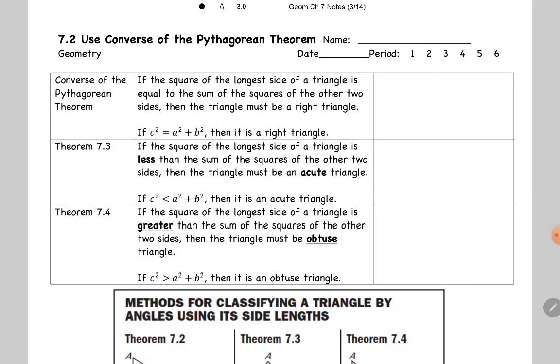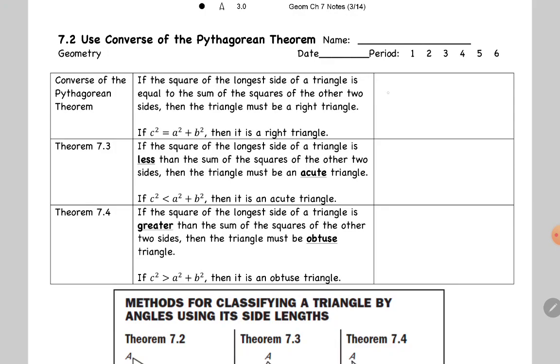Today we're going to look at the converse of the Pythagorean theorem. So the Pythagorean theorem, once again, is if you have a right triangle, then a squared plus b squared equals c squared. But we can also go backwards. If c squared equals a squared plus b squared, then it's a right triangle.